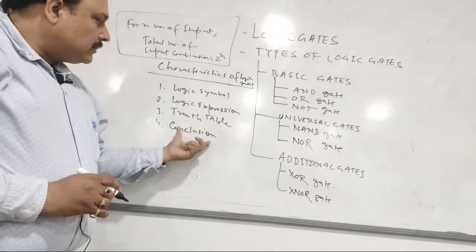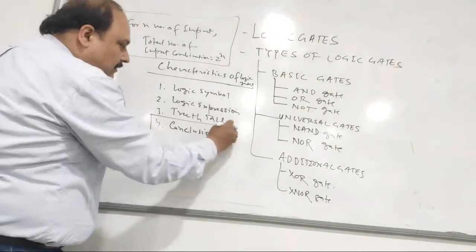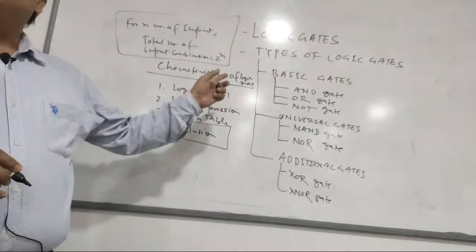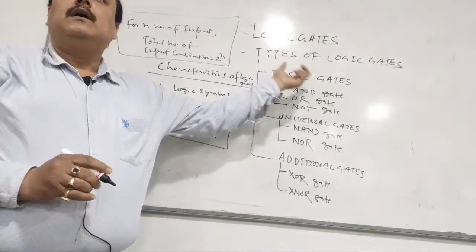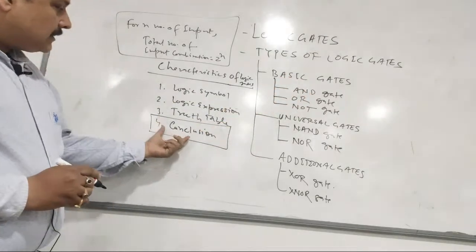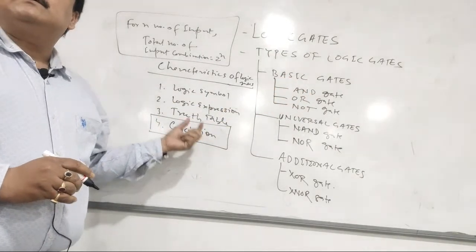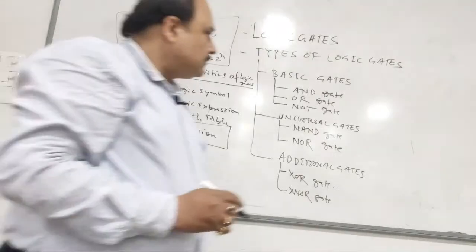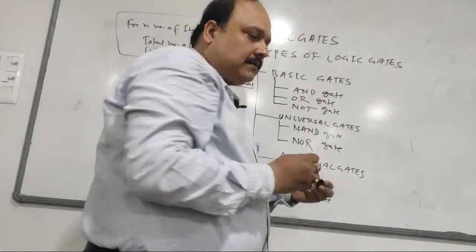Now, the output is the section on the basis of which one gate differs from another gate. So we have to concentrate on the conclusion part whenever we discuss a particular logic gate. Now, one by one we discuss. First, AND gate.